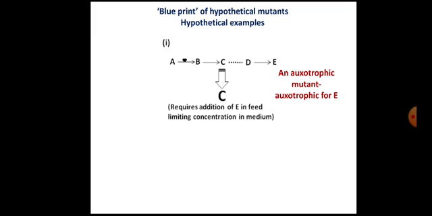Care should be taken when this auxotrophic mutant is to be grown in the medium. It will require the addition of E in feed limiting concentration in the medium. That means its concentration should be such that it supports the growth of the organism and it should not be available for feedback inhibition of the first key enzyme.